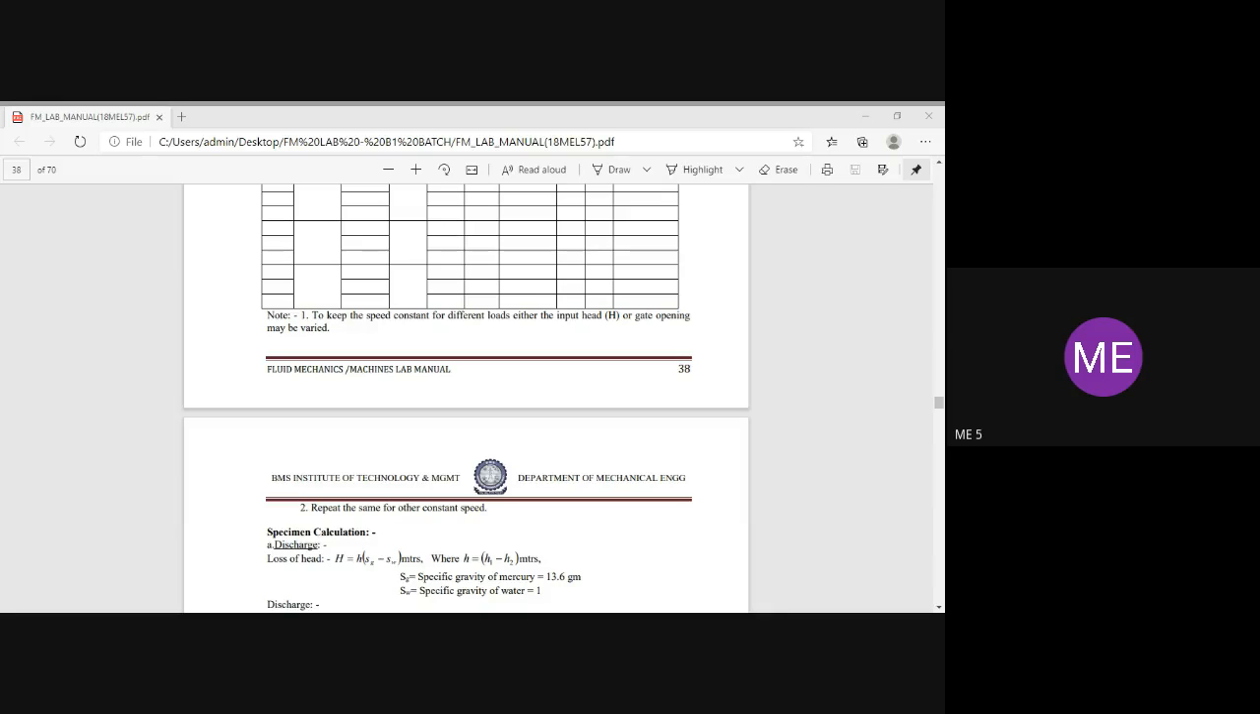Note down the readings, because in the exam you should know the calculations properly. Especially in turbine, it is most important. They will check everything: what is the constant head, constant speed, the specific speed. What is the efficiency is also most important. So do the calculations correctly.